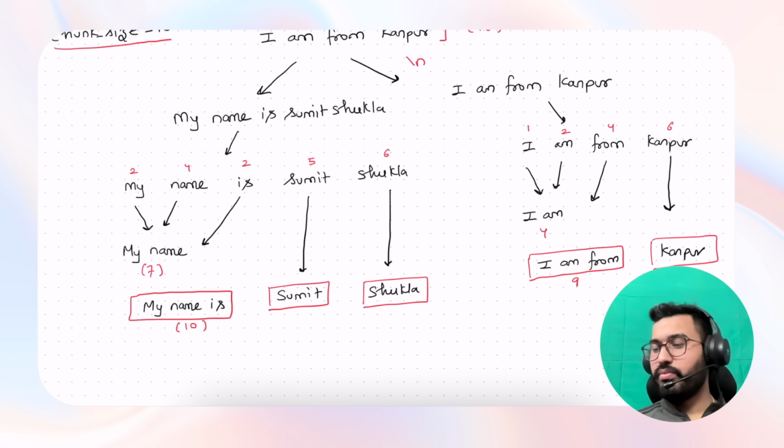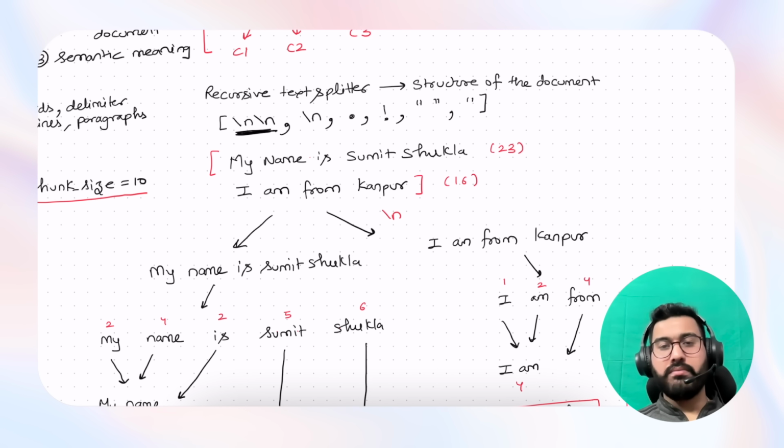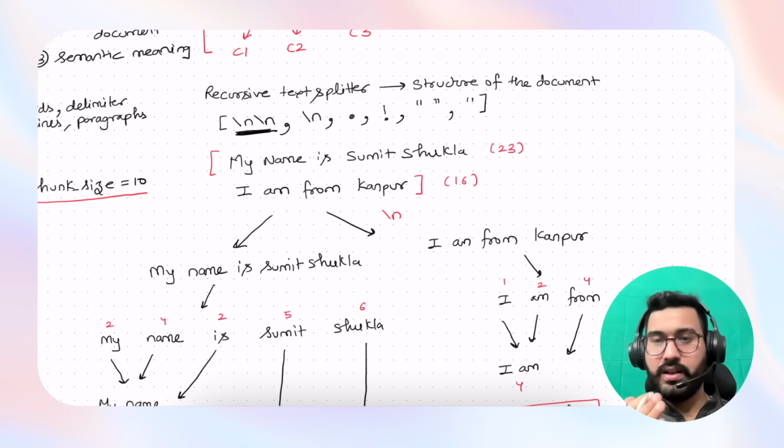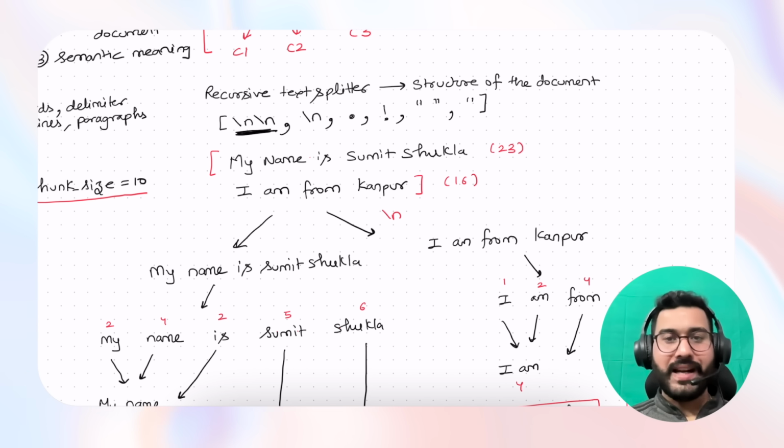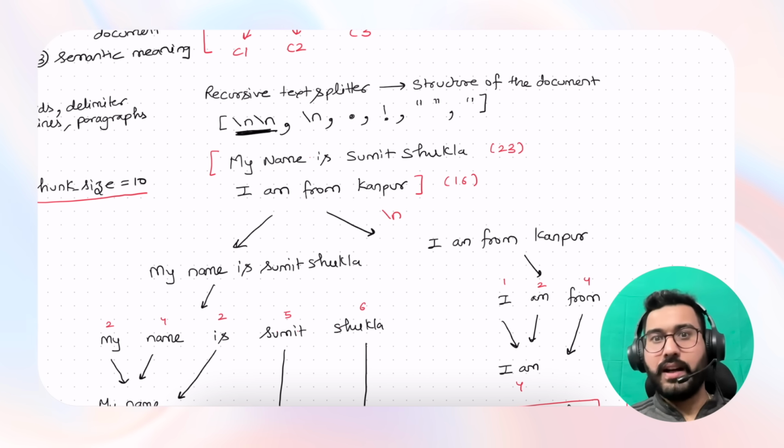So this is how recursive text splitter will work. It will recursively perform the task and go with a logical step. It will start from the paragraph split, then line split, then delimiter split based on, let's say, full stop or exclamatory mark or question mark, then finally on words and finally on characters. So this is how it will happen.